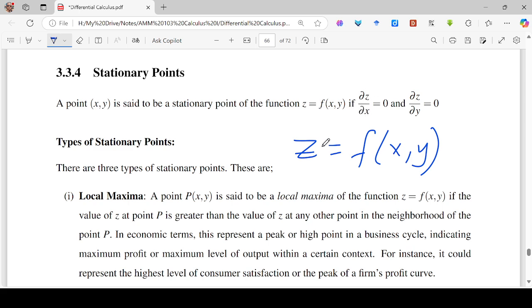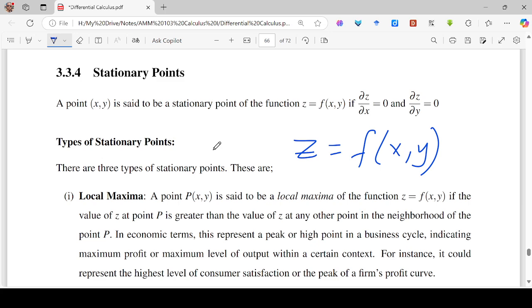So in this case, because z is a function that depends on two independent variables, x and y, the two partial derivatives are the partial derivative of z with respect to x and the partial derivative of z with respect to y. So we find these two, equate them to 0, and then solve the resulting equations. So let's talk about the types. Now, for such a function, there are three types of stationary point.